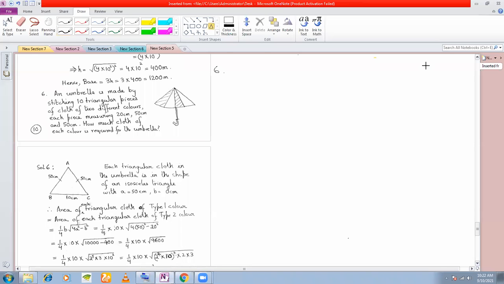So one piece of cloth will look like a triangle here. All these, if you see, are triangles. This is one triangle, say of red color, and then you have a blue color cloth, and then again a red color. So these 2 colors only are available, and all these are triangles. The sides of the triangle look like an isosceles triangle because 2 sides are equal. Let's call the equal sides A, 50 centimeter, and the unequal side B, 20 centimeter.